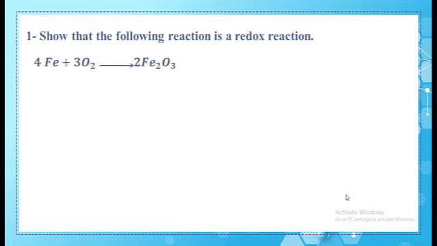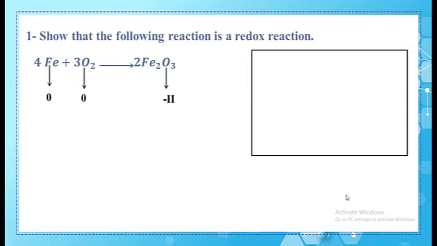Show that the following reaction is a redox reaction. 4Fe plus 3O2 gives 2Fe2O3. The oxidation number of Fe, because it's a free element, is equal to 0. The oxidation number of oxygen also is equal to 0 because it's a free element. The oxidation number of oxygen in a compound is always equal to -2. Now we want to calculate the oxidation number of Fe in Fe2O3.